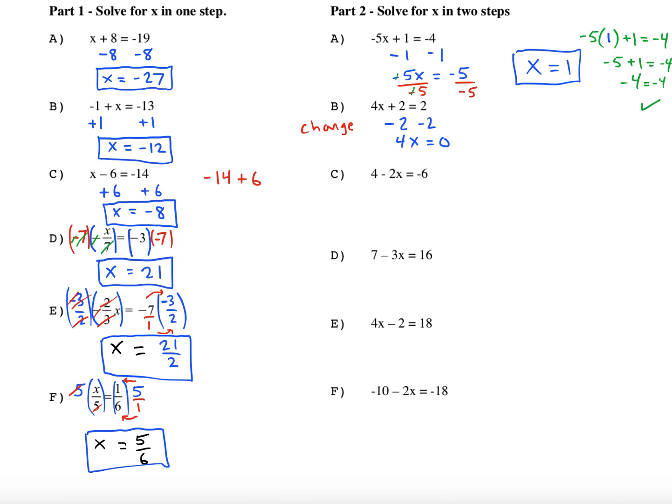The last thing to do would be to get x alone by dividing, and 0 over 4 does have an answer. It's 0. Now let's check it. 4 times x plus 2 equals 2. We believe that x is 0. Does it check? Yes, it does.